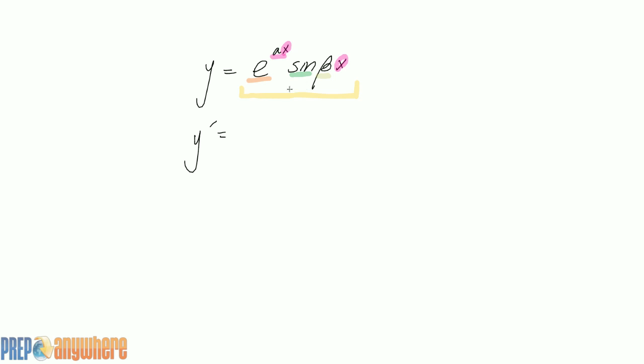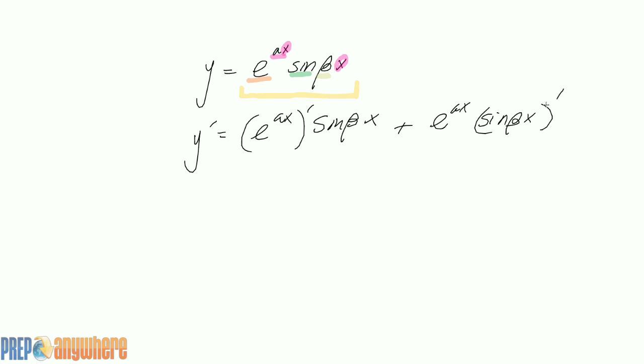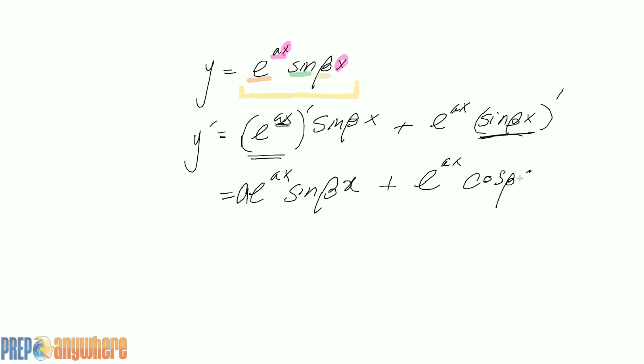Okay, so the first thing you have to do is the product rule, because that's the last thing being done to the two functions. So differentiate the first, multiply by the second, multiply by the first, and differentiate the second one. So the derivative of that will be e to the power of ax times the derivative of ax, which is just a. The derivative of this will be cosine of beta x times the derivative of beta x, which is another beta.